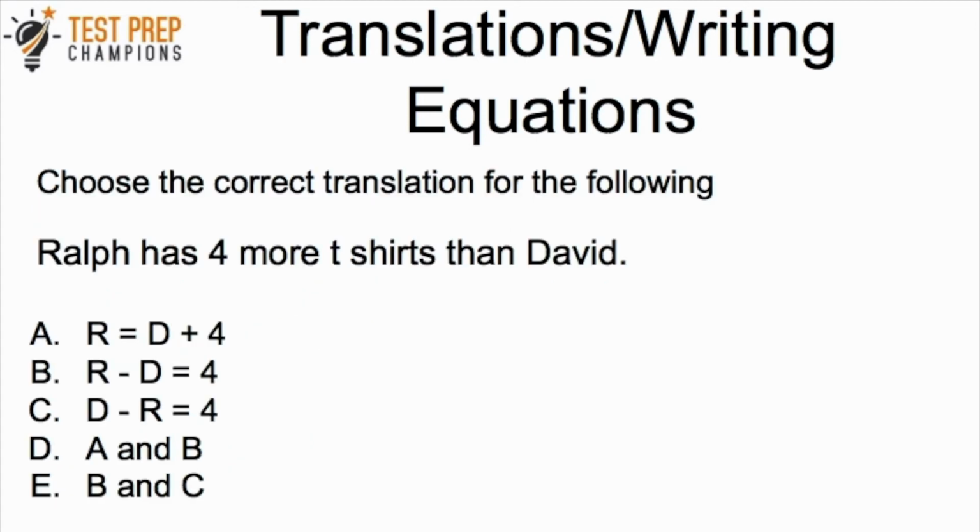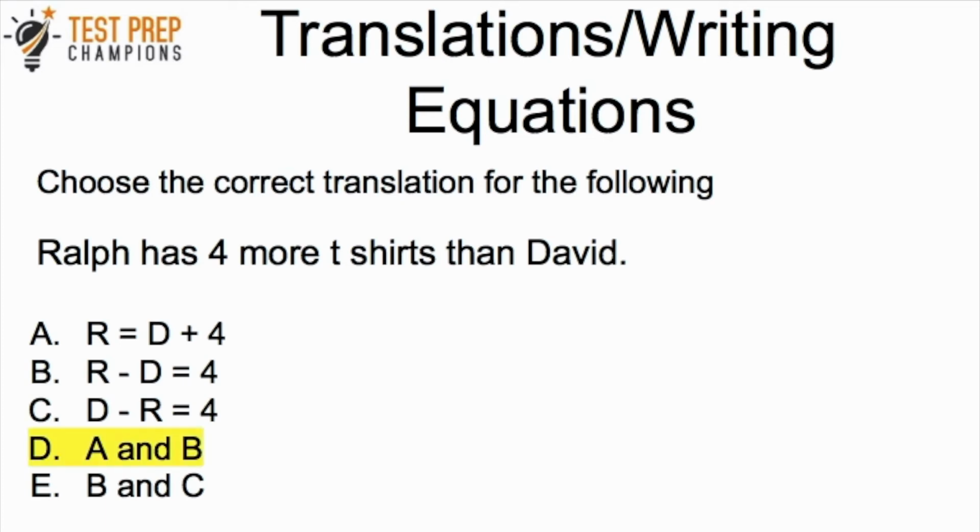And here's another one. So the same thing, choose the correct translation. You've got A, B, C, D, and E. So in this case, I'd like you to figure out the translation for Ralph has 4 more t-shirts than David. So hopefully this will make you think a little bit more here. And if you get the question wrong, that's okay. The thought process is what's going to help you. So pause the video and then we'll go over it.